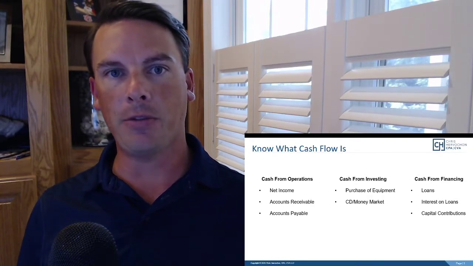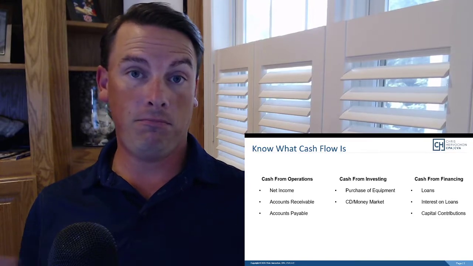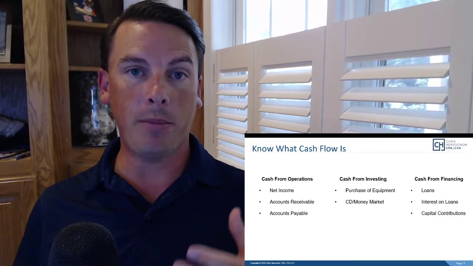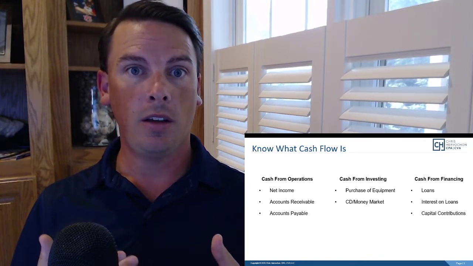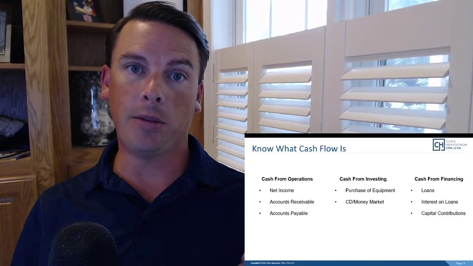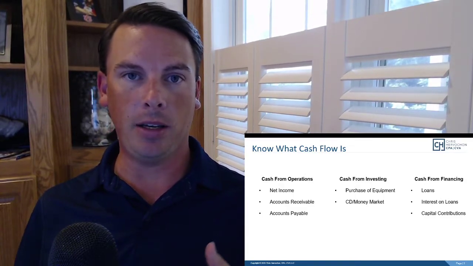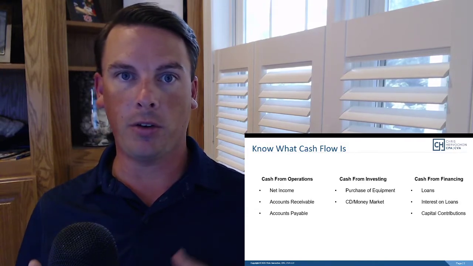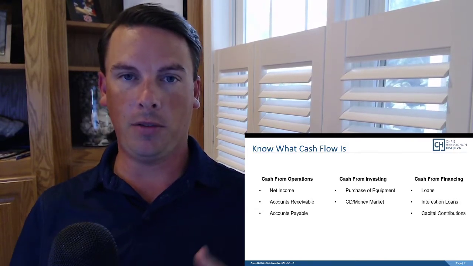And then finally, cash from financing. That's going to be cash to finance the business. So cash coming in would be taking a loan to finance the business, to provide you with some working capital perhaps, or cash coming in from a shareholder or a partner as far as a capital contribution. Those are things to finance the business.